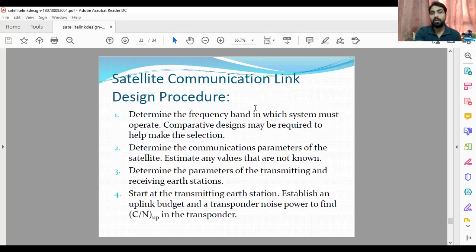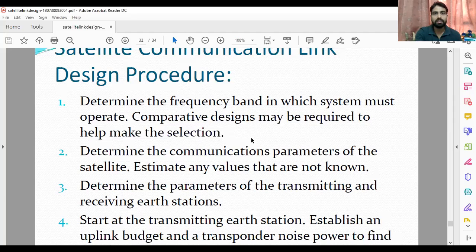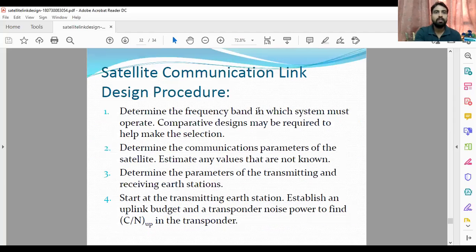Similarly, the satellite communication link design process is very important. Let's have a discussion on that. First of all, how we are going to design, whether it is an uplink or a downlink, is important. So determine the frequency band in which the system must operate; a compatible design may be required to help make a selection. This is the very first important aspect.